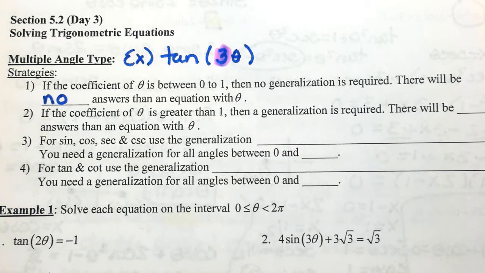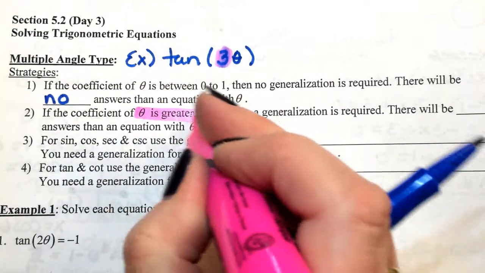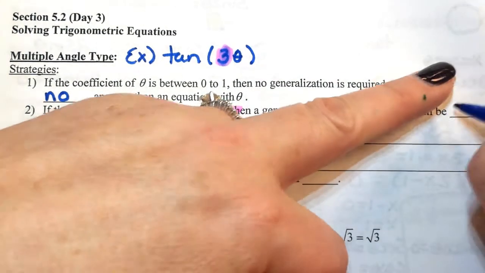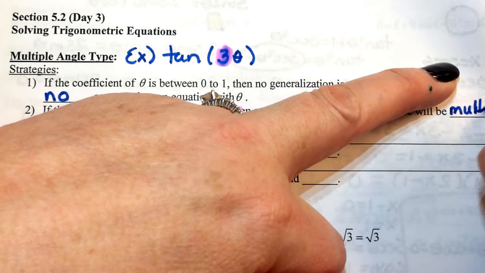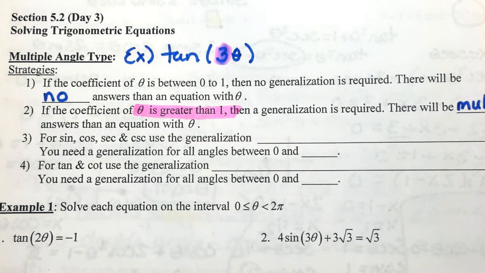If the coefficient of theta is greater than 1, then what we're going to have to do is what's called a generalization. There will be multiple answers that we will have to find using that generalization.